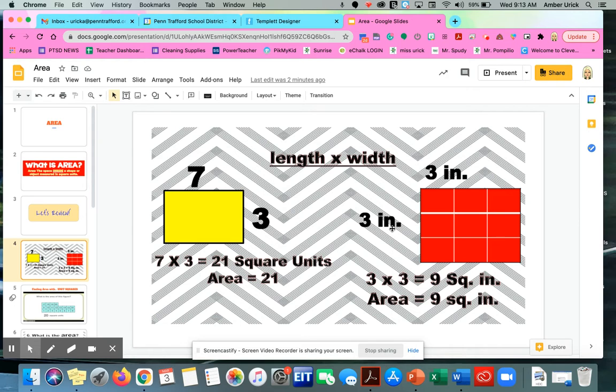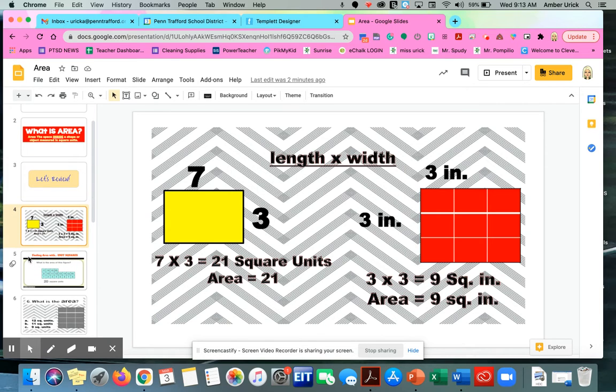So I have a quick video to remind you about counting unit squares, which we just did over here. And then we're going to do a quick practice on that. And then we'll do a quick practice using the formula length times width. And then we're going to do a tricky problem. Are you ready?